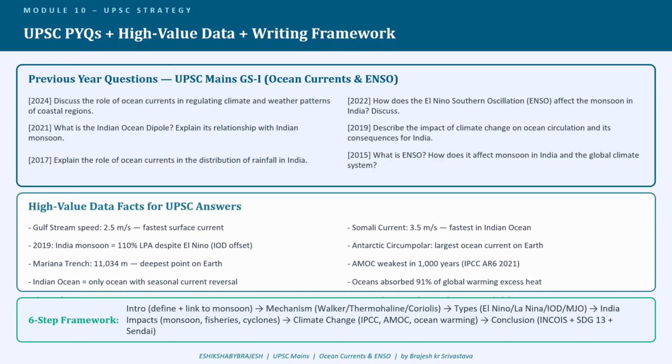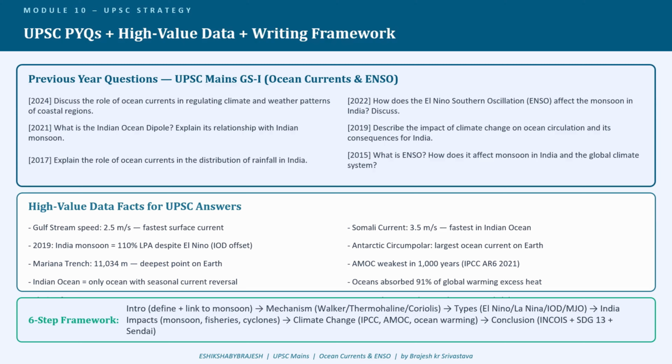The 2019 paradox. Step 5. Contemporary AMOC slowdown, marine heat waves, intensifying cyclones, ocean warming, and acidification. Step 6. Conclusion. Link to INCOIS early warning, blue economy, SDG 14, life below water, SDG 13, climate action, and India's vulnerability to ocean climate disruption.